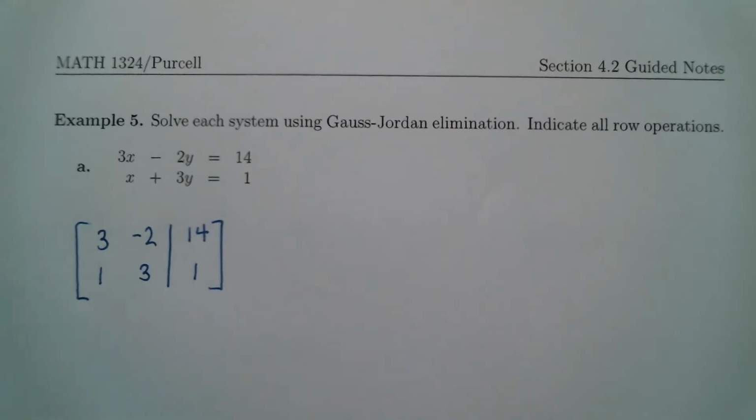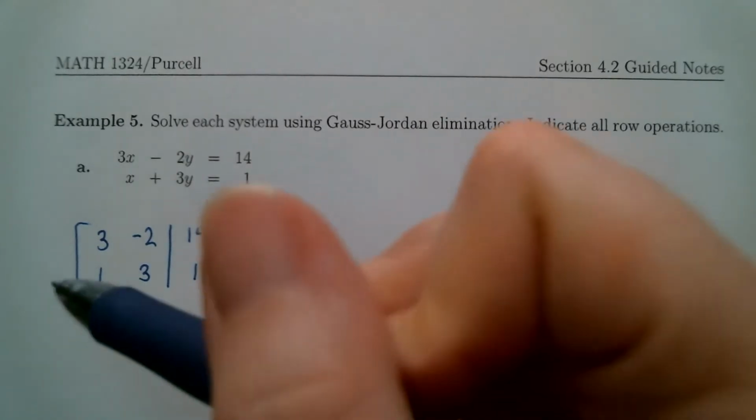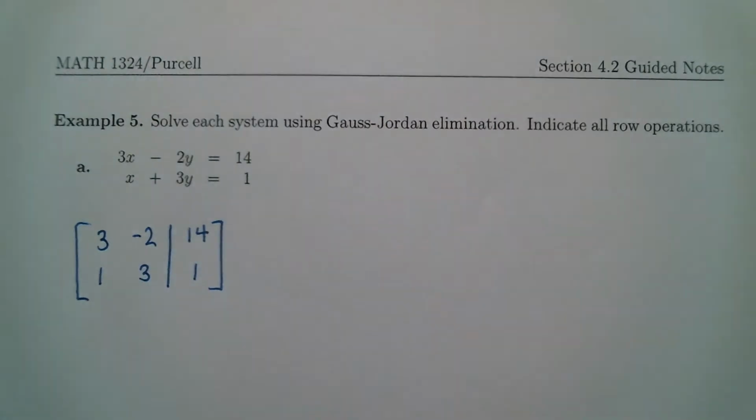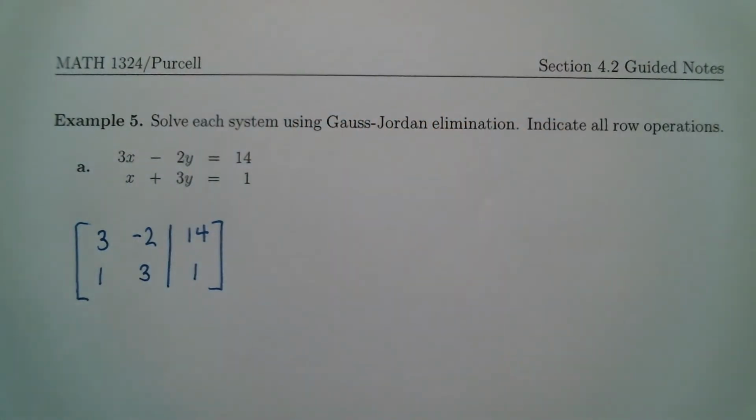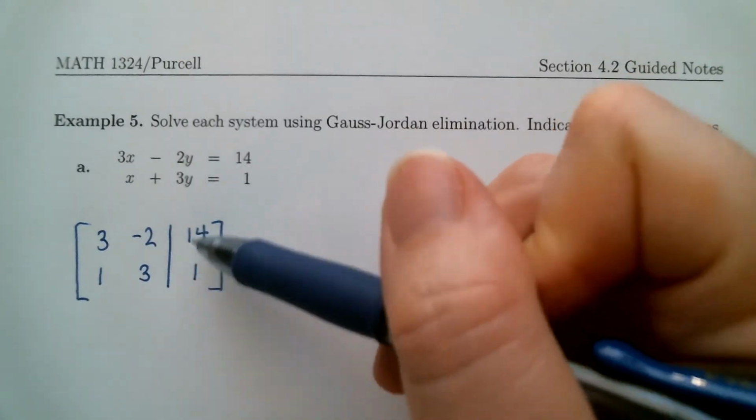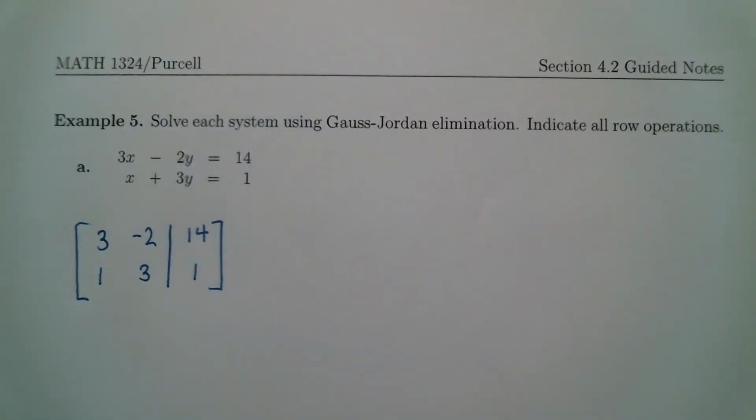So remember how your initial matrix is set up. The first column, those are numbers in front of x. The second column, those are numbers in front of y. And the column to the right of the vertical line is the numbers on the right side of the equal sign.